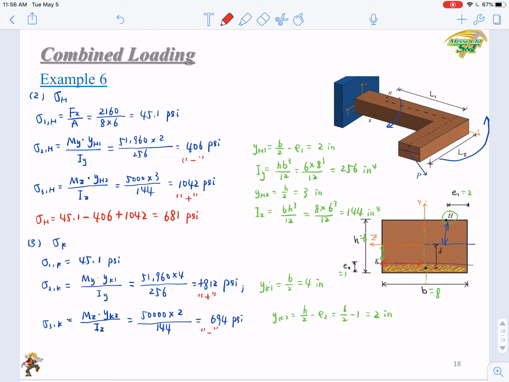Okay, so the final result, normal stress at point K, will be a combination of all of them. You get 45.1 plus 812 minus 694. Okay, you have 163 psi. That's it.